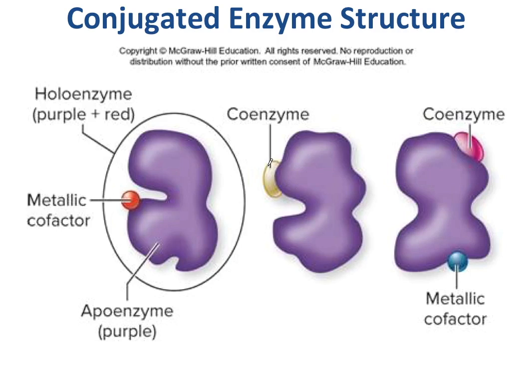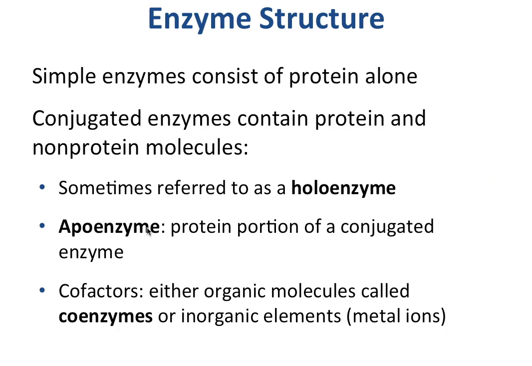Sometimes the cofactor can be a small organic molecule, so it is called a coenzyme. The enzyme itself is the protein, so it is called apoenzyme. The apoenzyme plus the cofactor is called holoenzyme.